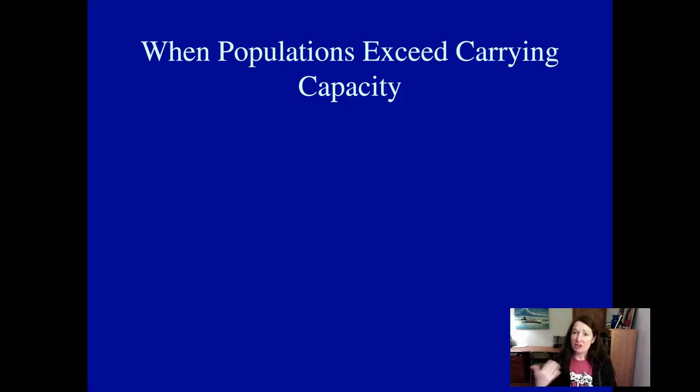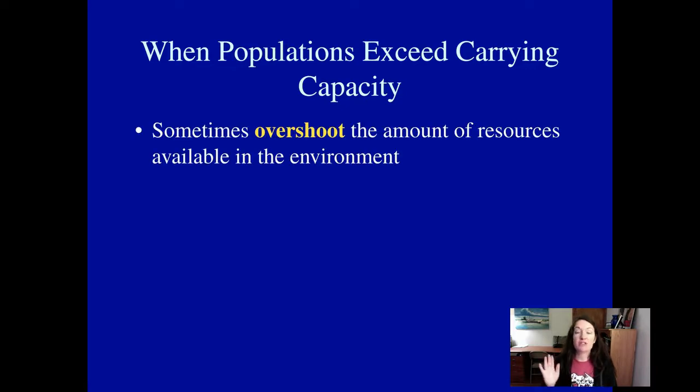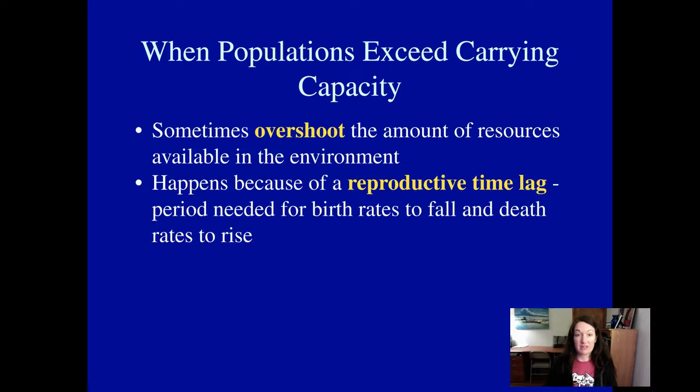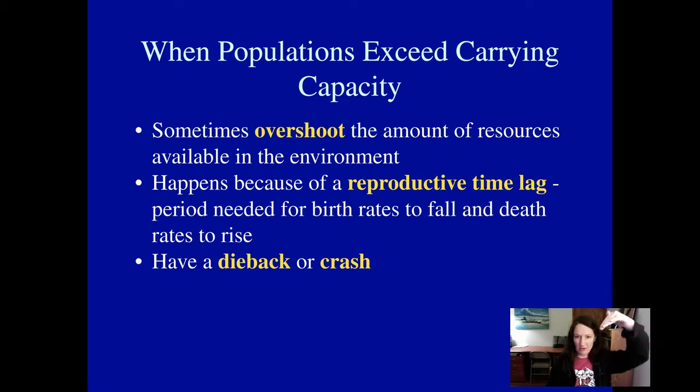So when populations do actually exceed their carrying capacity, meaning they use more resources than they have, they will often overshoot the amount of resources. But then there is a lag in time between that overshooting of the resources and the slowdown in reproduction. So you still have the population increasing, and the death rates haven't started increasing yet. So you have this lag in time, and that's what causes the curve to go up over the carrying capacity.